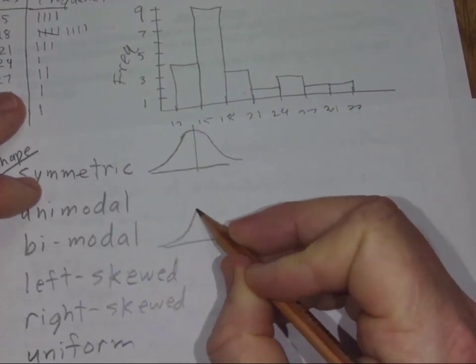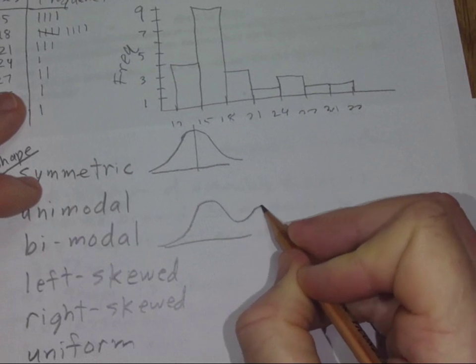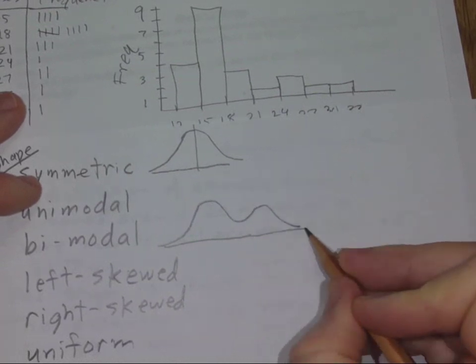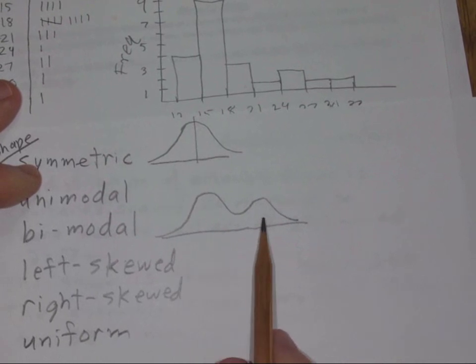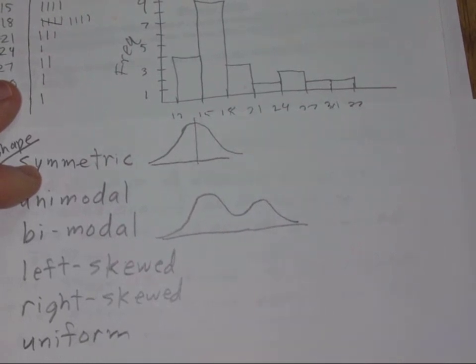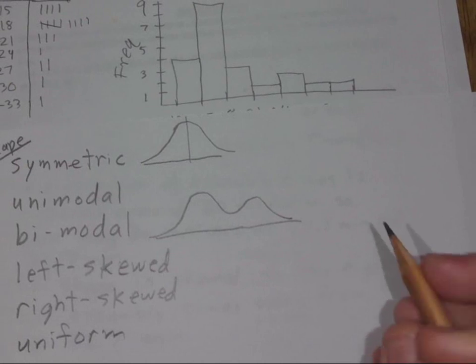Let's say it has a place that sticks up there, and then it has another place that sticks up, maybe even not quite as high. So we would look at that and say, hey, that's distinctly bimodal. It has two places where it sticks up. Now, left skewed means this.